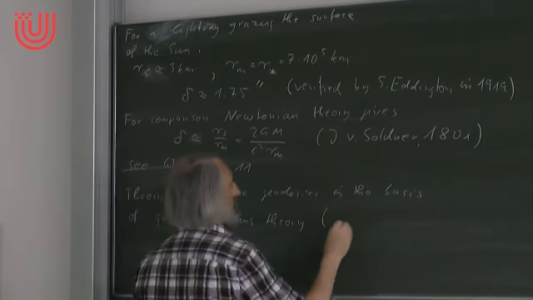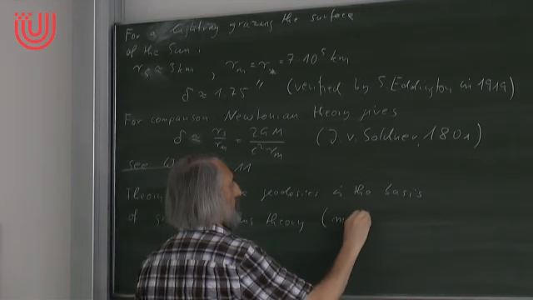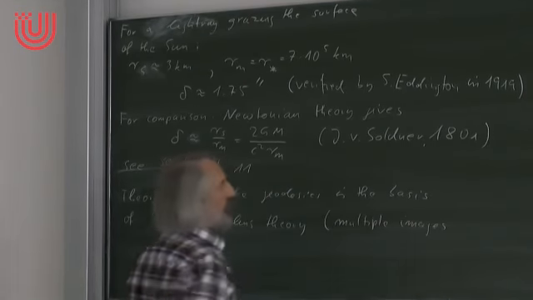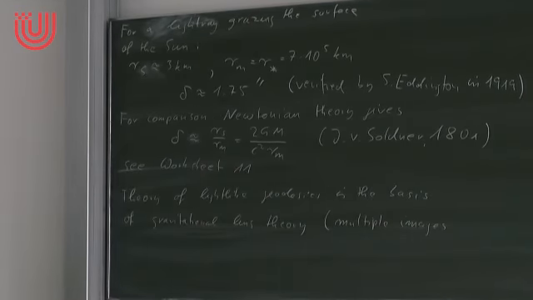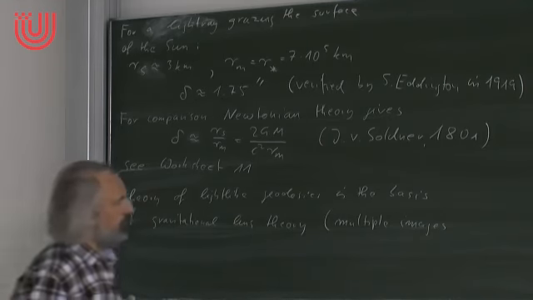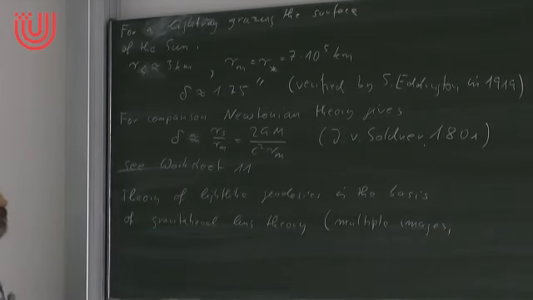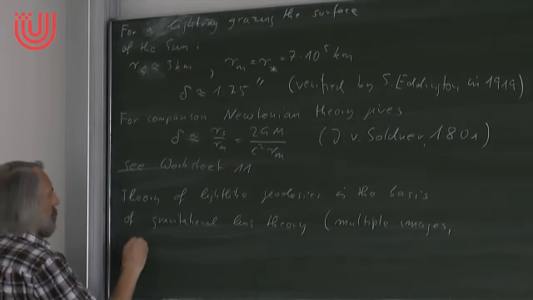And you can observe, for instance, multiple images. They have been observed over the last 30 years or so, many of them. So you see several images of a quasar in the sky, and it's actually only one quasar. And you see these so-called Einstein rings.